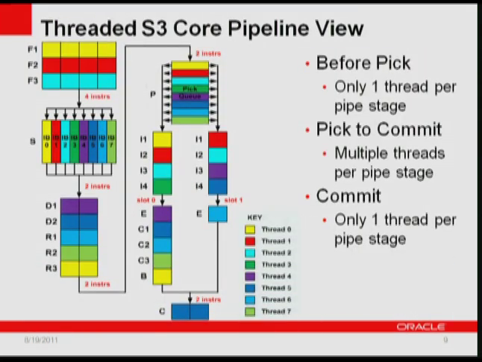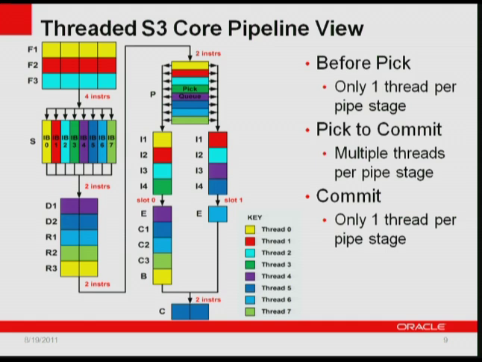This is a threaded view of the S3 core pipeline. In this diagram, each color represents a different thread. I realize you have a black and white handout, so sorry about that. But for the F1 to F3 pipe stages, the threads are vertically threaded. There's only one thread per pipe stage. At select, each thread has a 32-entry instruction buffer. However, select can only choose one of these to send down the pipe each cycle.